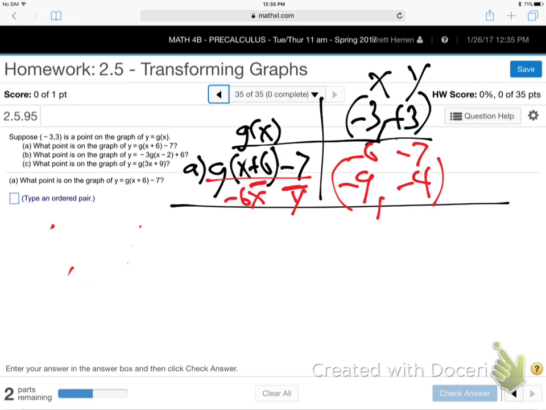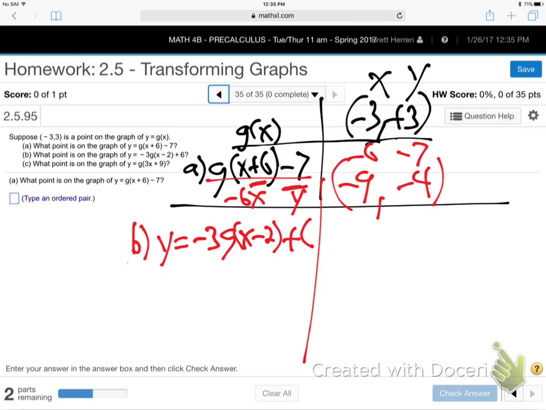Now part B is going to say, okay, hope you enjoyed that one because here comes the real deal. What is y equals negative 3 g of x minus 2 plus 6? Where is that going to go?